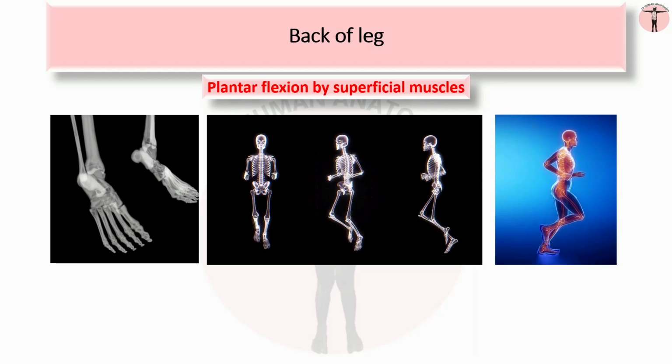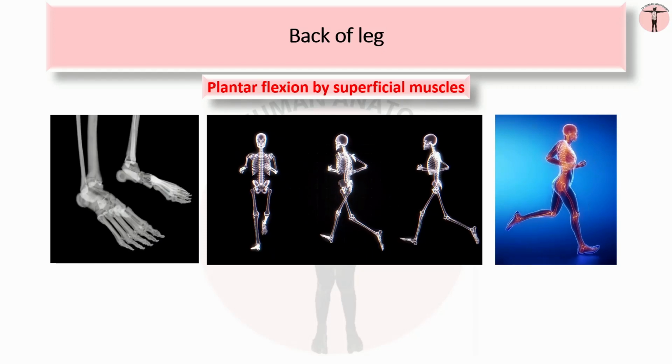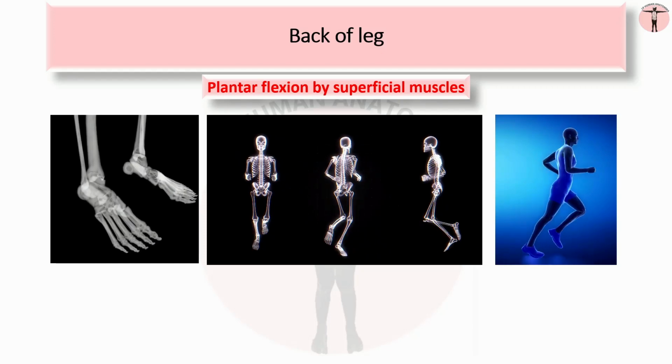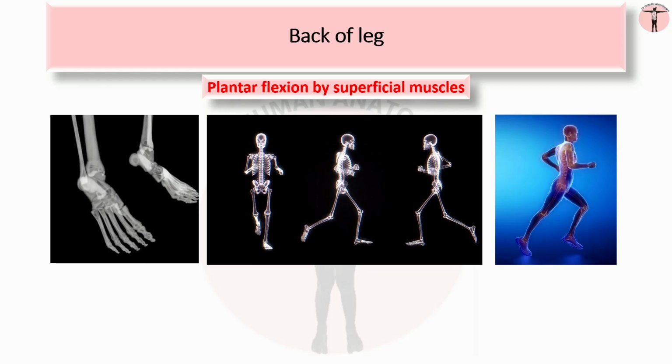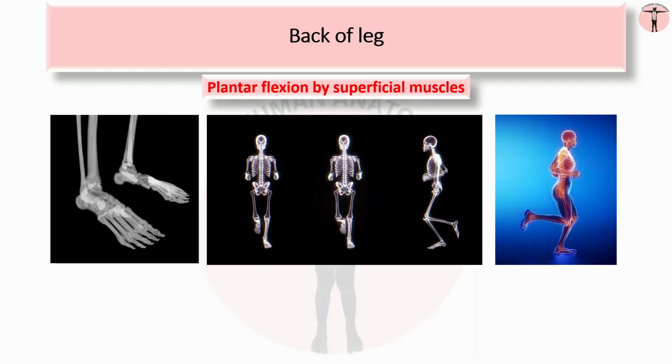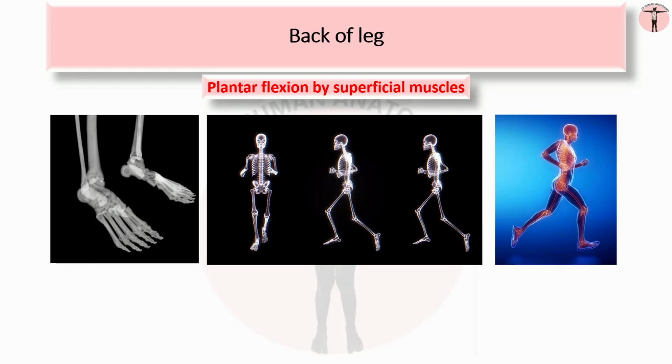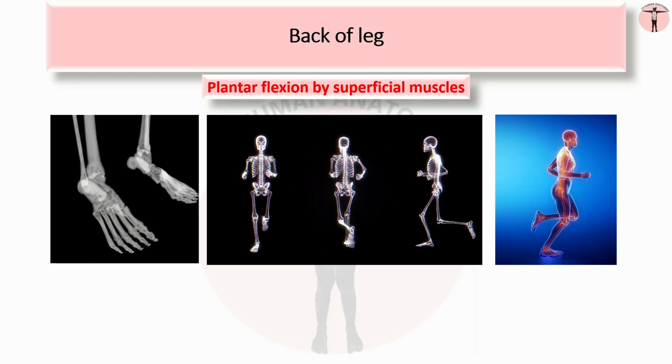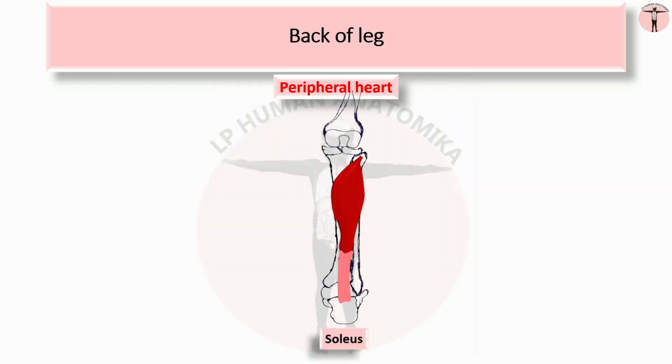In the plantar flexion of the foot, the heel of the foot is raised at the back of the foot and the toes are directed downwards towards the ground. Both the muscles, gastrocnemius and soleus, together make the calf muscle pump. This facilitates the venous return from the lower limb.